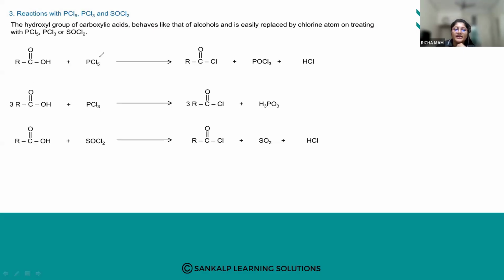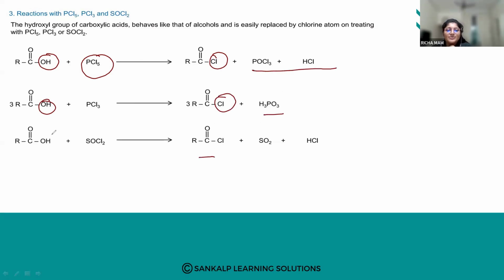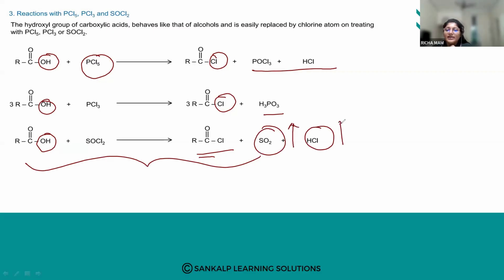So this is your carboxylic acid reacted with phosphorus pentachloride. What will happen? OH will be replaced by Cl, giving POCl3 plus HCl. Similarly, your carboxylic acid reacted with PCl3 gives the same main product, only the byproducts change. Thionyl chloride also gives the same product, but in this case the byproducts are both gases, and they easily escape, so the product forms in more quantity. These are the three reactions where you can obtain acyl chlorides, where the hydroxyl group of the carboxylic acid is replaced with a chlorine atom.